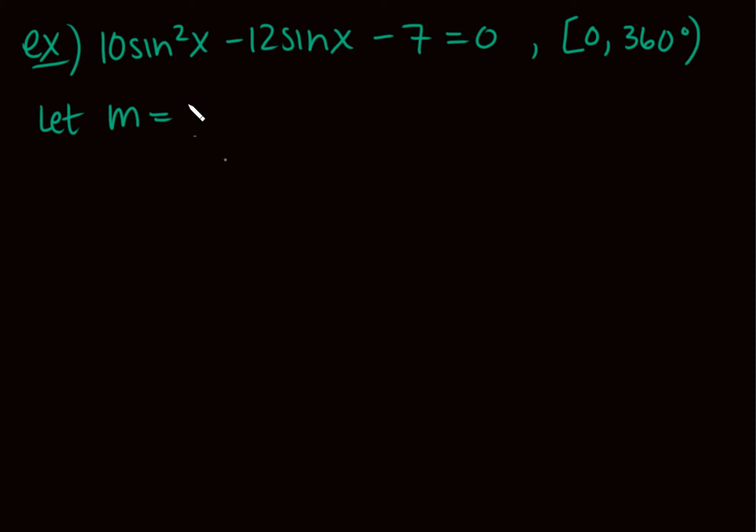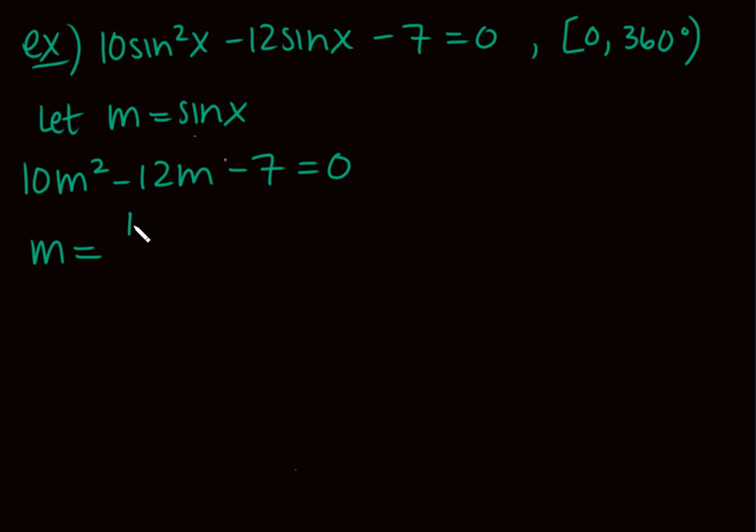Okay, so for this one, I am actually going to do a substitution here. I'm going to let m equal sine of x, okay? So I would get 10m squared minus 12m minus 7 equals 0. And unfortunately, we can't factor this. You can try. It won't work. So if I can't factor this, I'm going to be using the quadratic formula. So quadratic formula, opposite of b, plus or minus the square root of b squared, which is 144, minus 4 times a times c all over 2a.